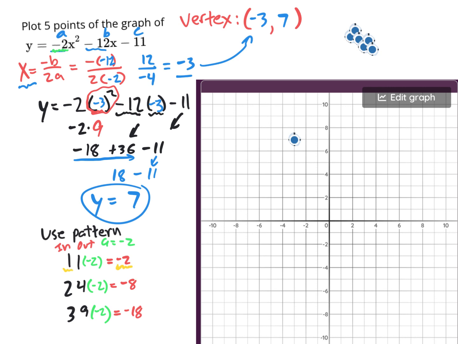Then you go back to the vertex, 1 over, 2 down, put a dot there. And then you go back to the vertex, 2 over, and the modified output, 8 down. So you're going to go 2 over, 8 down, okay? And then you're going to go to the last modified pattern, 3 over and 18 down. I don't even know if they're all going to fit. As a matter of fact, they only asked for 5 points. So we're probably not even going to use this last one.